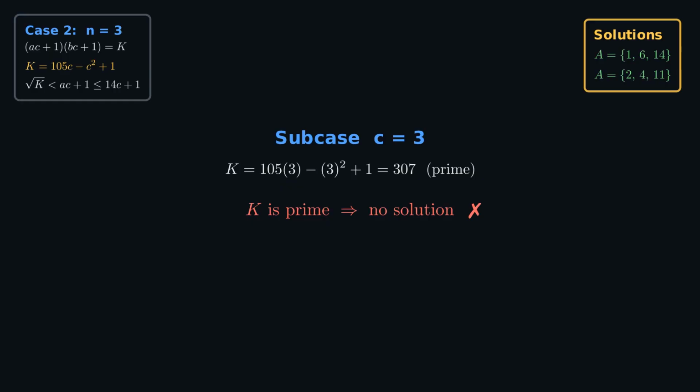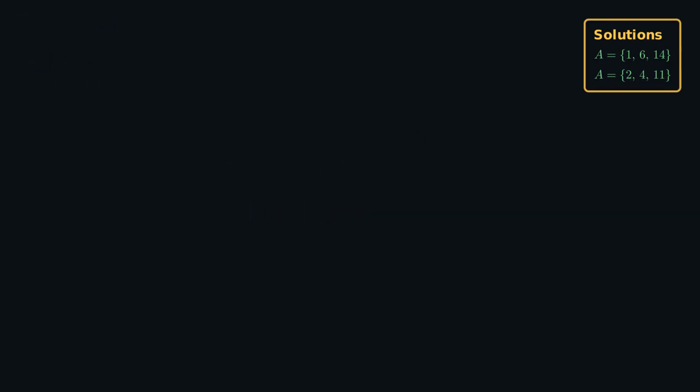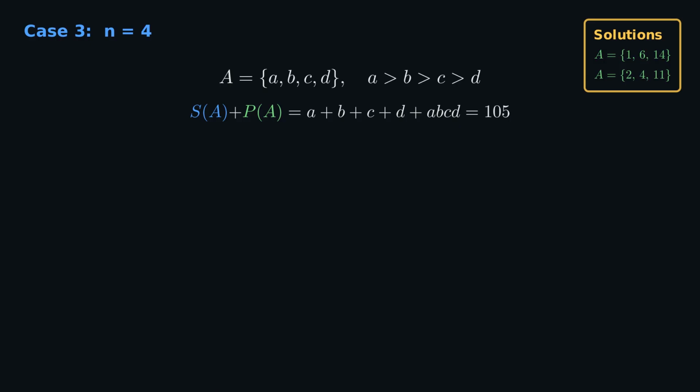So now we take case 3 when n equals 4. And here we'll let our set equal A, B, C, D, again with A strictly bigger than B, strictly bigger than C, strictly bigger than D. We then have S of A plus P of A equals A plus B plus C plus D plus ABCD equals 105.